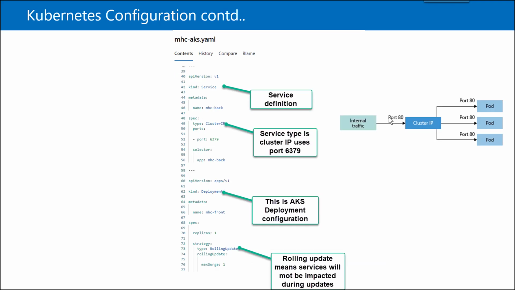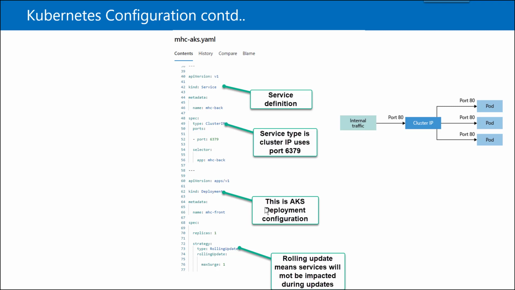Here for the backend port, we will be using a cluster IP service. Cluster IP is a service used for the internal communication between different pods. It creates an internal IP address, which can be used to communicate to each other. And then they will be using 6379 port.